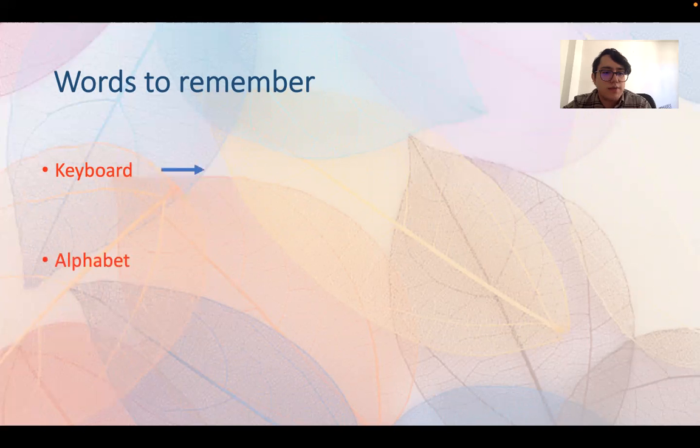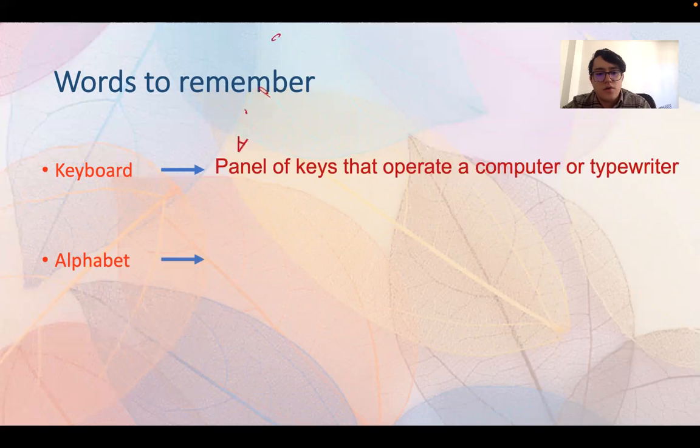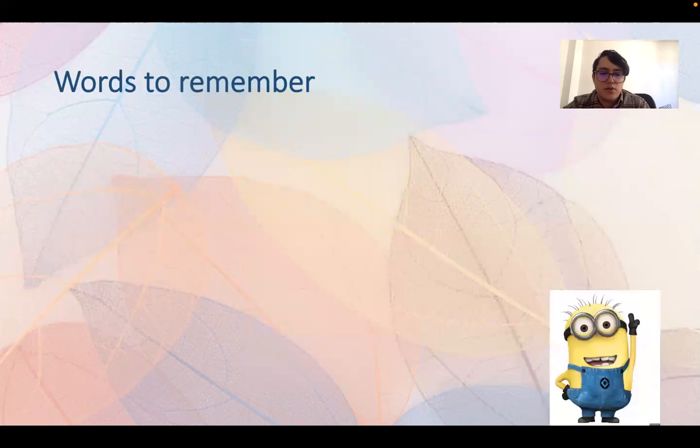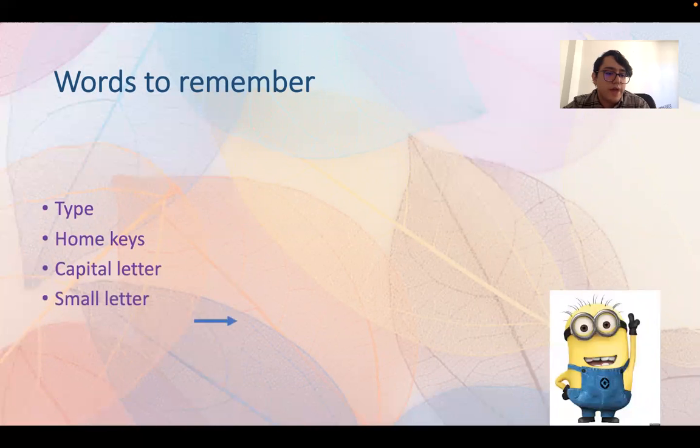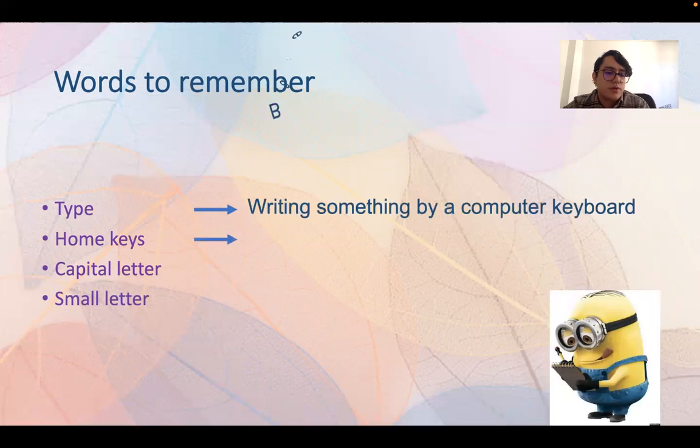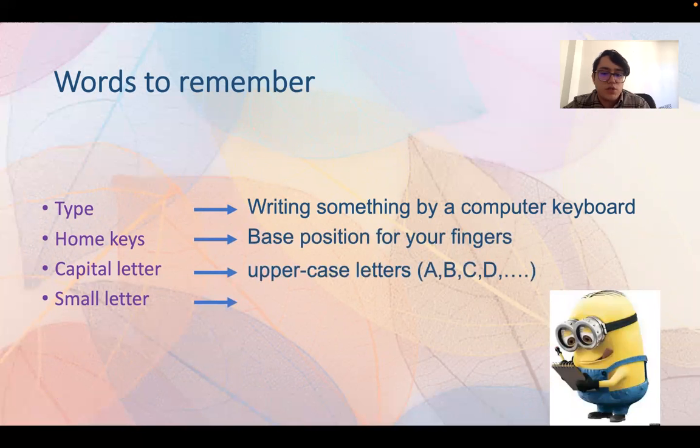And also we had some lessons about the keyboard and alphabet, which I think is quite basic. You should know by now, but anyway, I will review for you. So a keyboard is the panel of keys that operate a computer or typewriter. You can use it to type, basically, and the alphabet is, I think you know already, A, B, C, D, and so on.